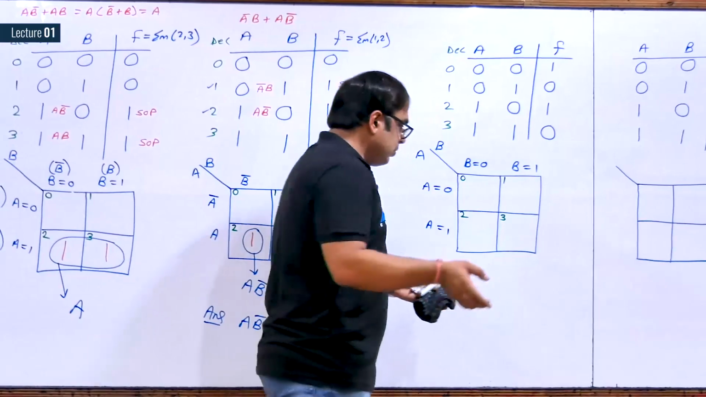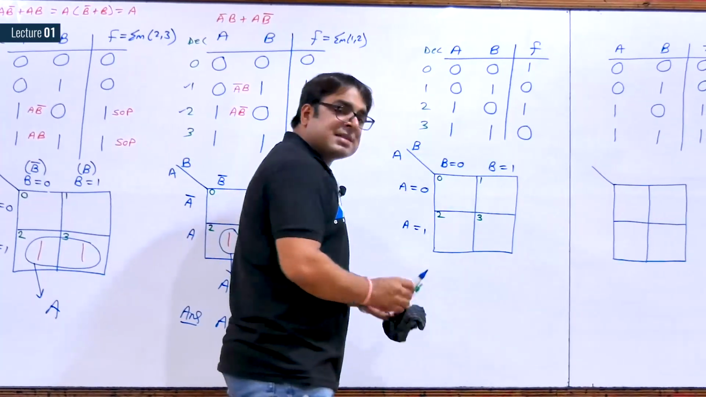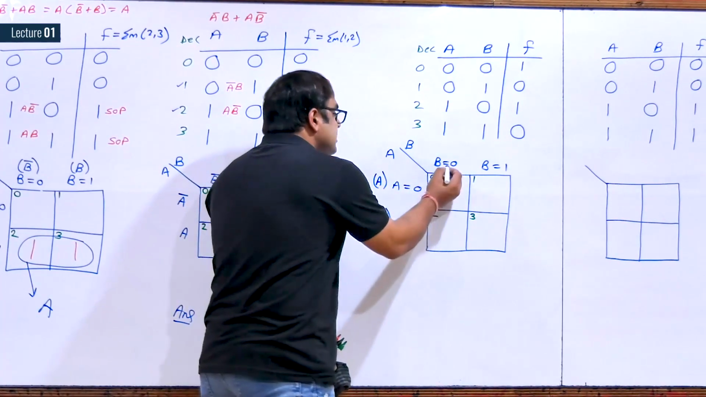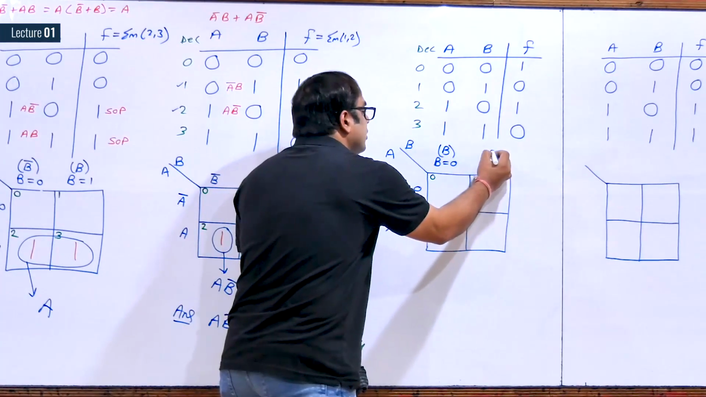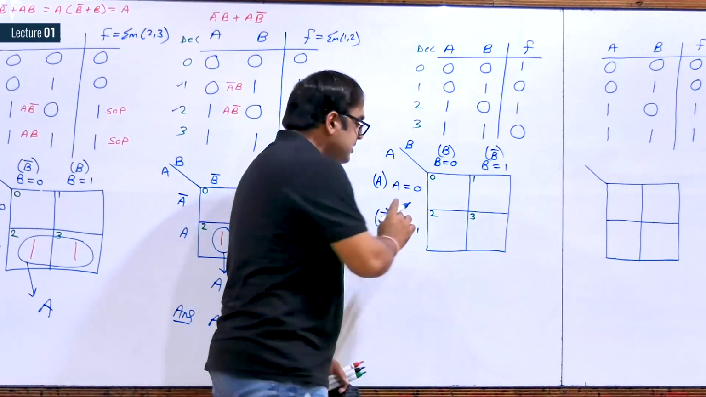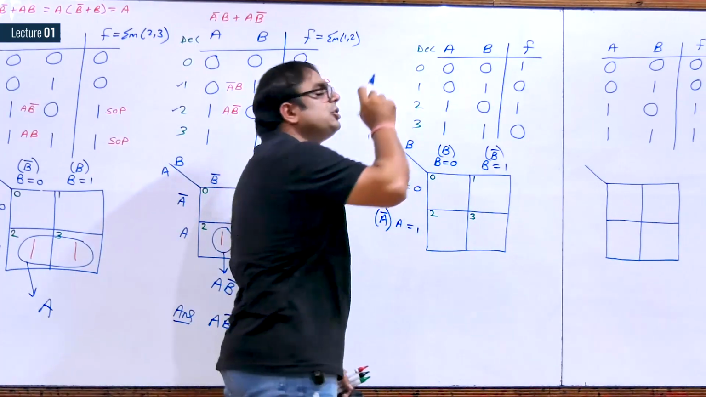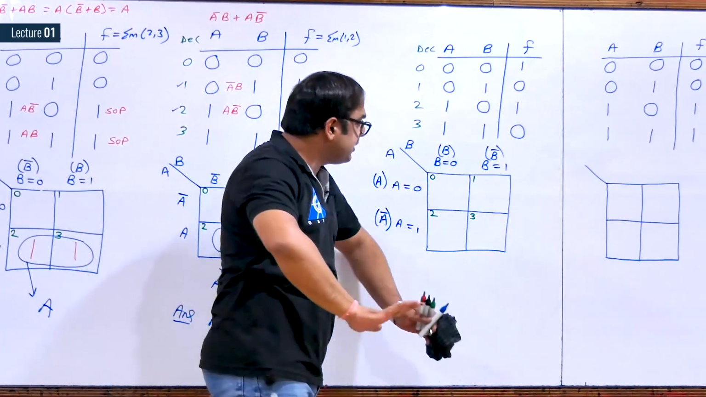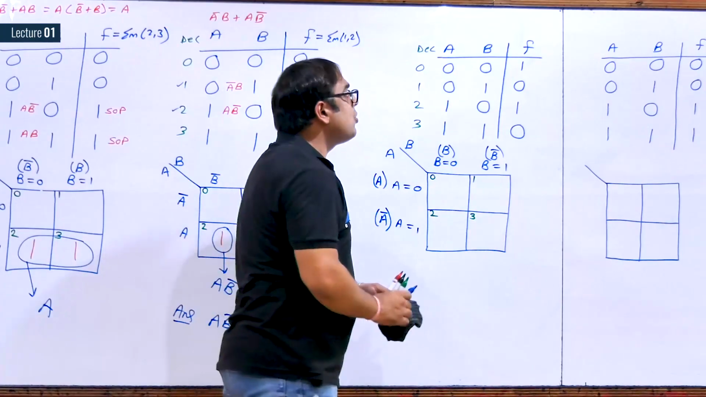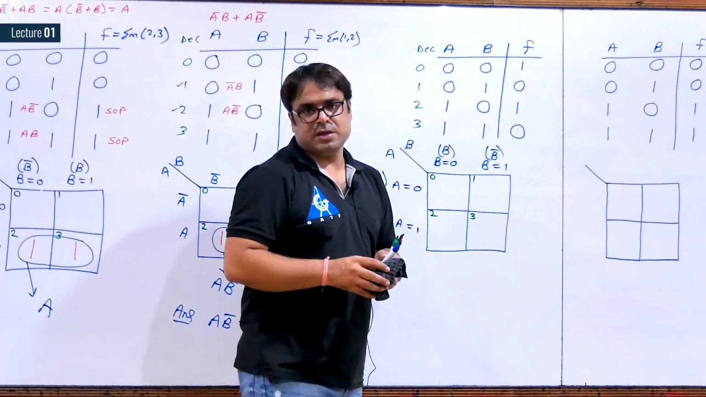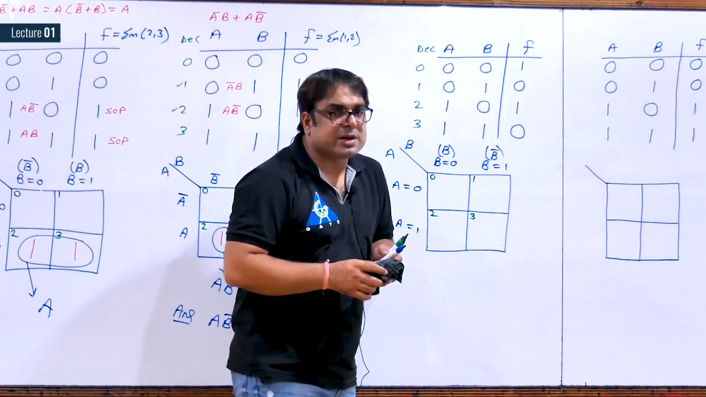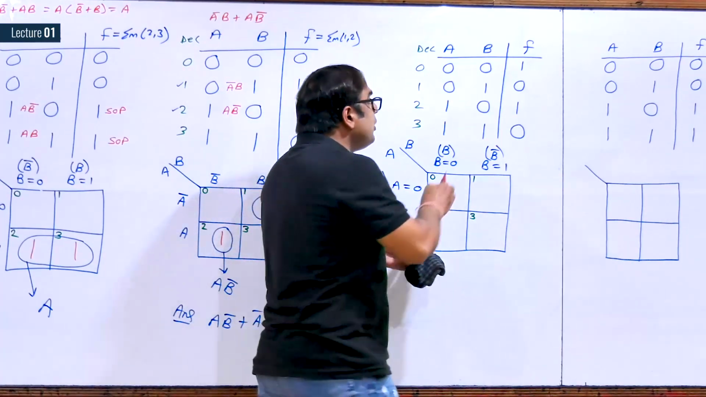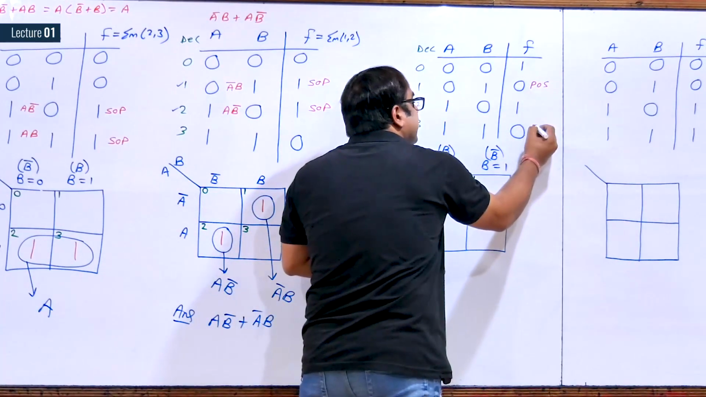The reason I explained this is: POS, max term, 0 corresponds to normal, 1 corresponds to complement. 0, 1, 2, 3 are the decimal representation of the combination AB. Up to this point, 0, 1, 2, 3 is the same. Now I have to solve this question using POS. First, I will tell you what is going to happen in Boolean. In Boolean, for POS you have to target these zeros.